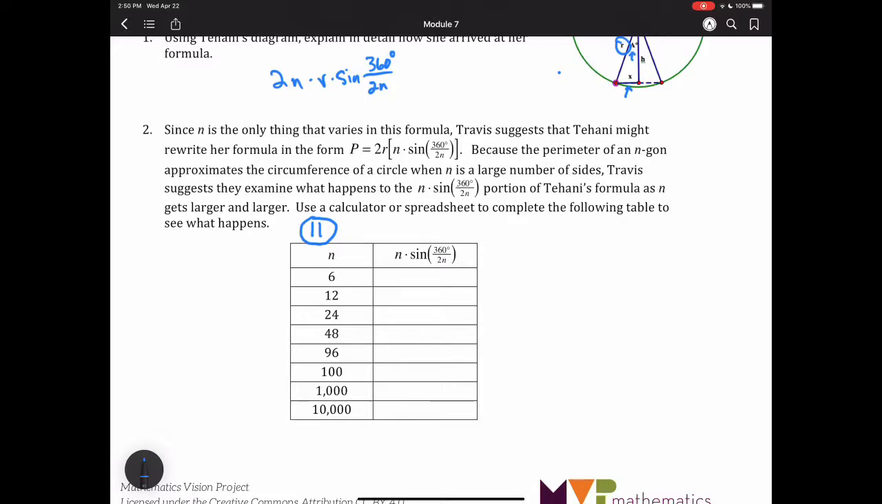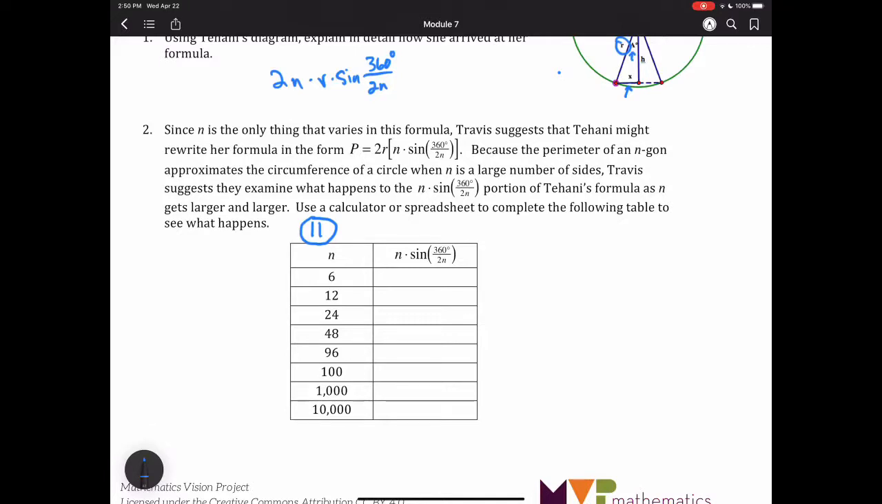So as the number of sides of a polygon gets larger and larger, you're getting closer and closer to the circumference of the circle. So the perimeter of the polygon grows closer and closer to the circumference of the circle. Now, Travis suggests they might examine what happens to that portion inside the brackets as n gets larger and larger. So use a calculator, or if you're a Sheets whiz, you can use a spreadsheet to complete the following table to see what happens.